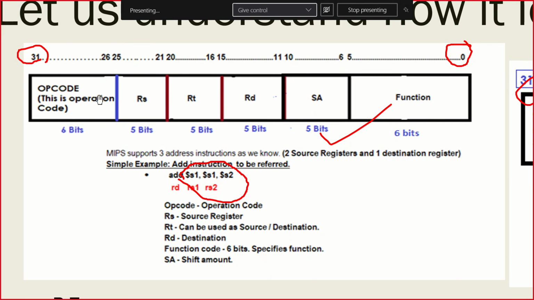Opcode will tell you what type of operation it is. Is it an R type or something like that? Don't worry about it right now. I'll clarify it clearly in the next session where we'll have some examples. I want to go slow in this, so let me repeat it. Function code, SA is the shift amount. I do not have any shifting operations done right now, so let's not worry about it.